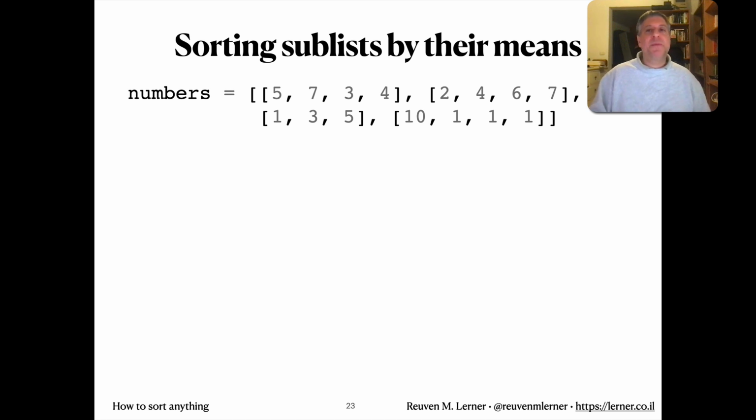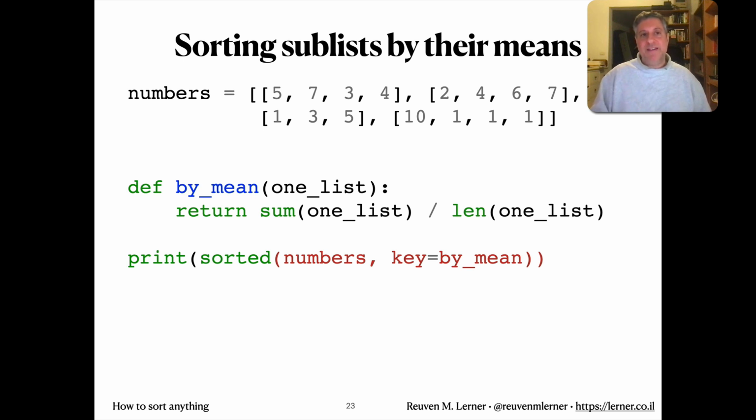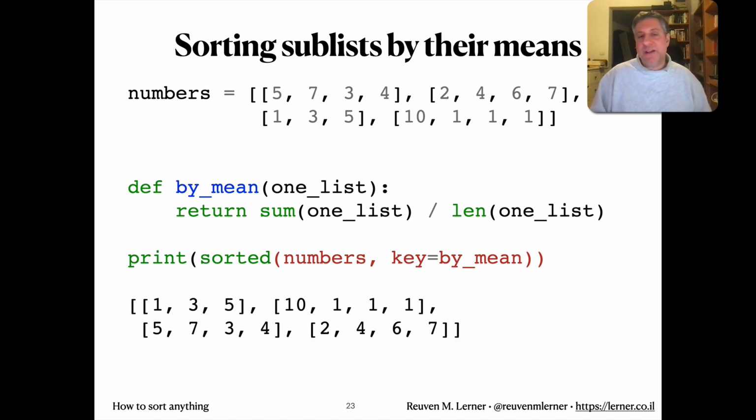Well, what about sorting sublists by their means? So I have this list numbers, and it has, of course, 4 sublists in it, and I want to get the mean of each list and then sort by that. So I'm going to say def by_mean, and I'm going to take the sum of the list and divide it by the length of the list. And then I can say print sorted numbers, key by_mean, and now I get them sorted by the means.